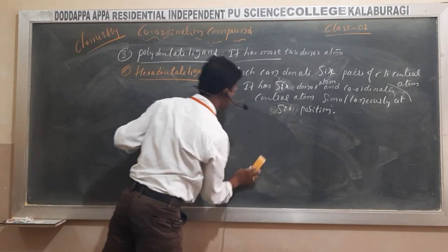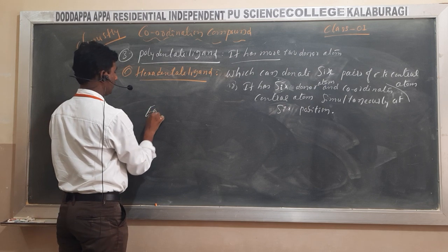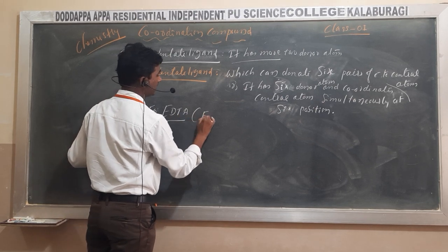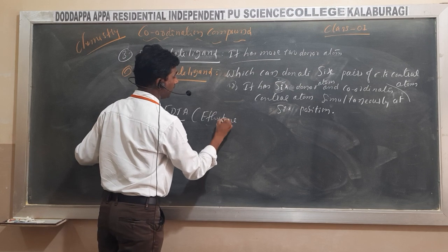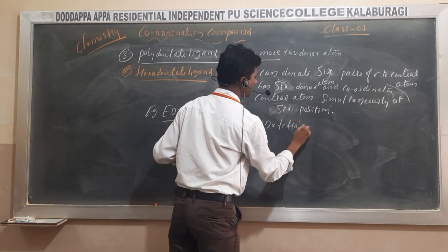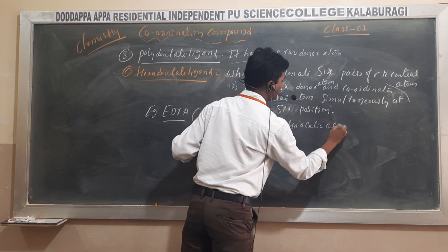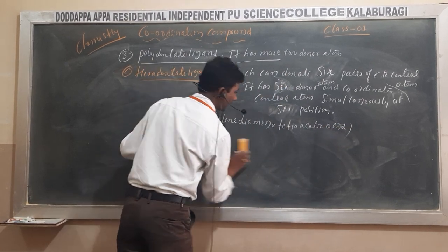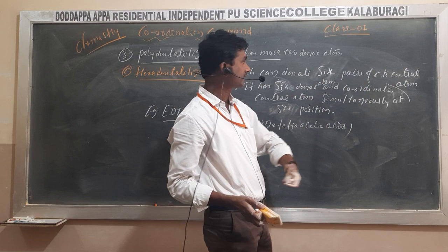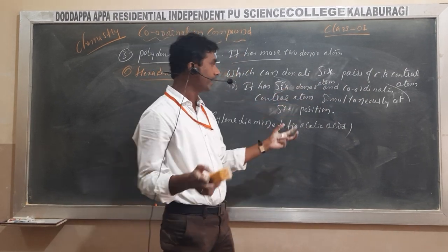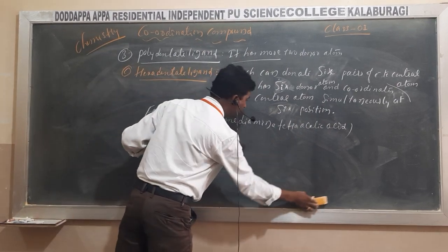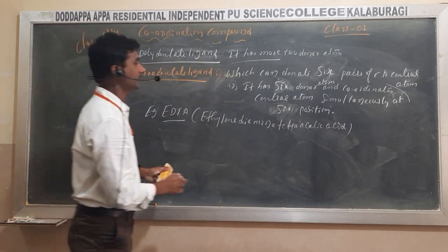The next example is EDTA. Shortly we can say EDTA. What is this EDTA? Ethylene diamine tetraacetic acid. So what are hexadentate ligands? The ligands which can donate 6 pairs of electrons to the central atom, with 6 donor atoms, coordinating simultaneously at 6 positions. So it is called a hexadentate ligand. The example is EDTA, ethylene diamine tetraacetic acid.